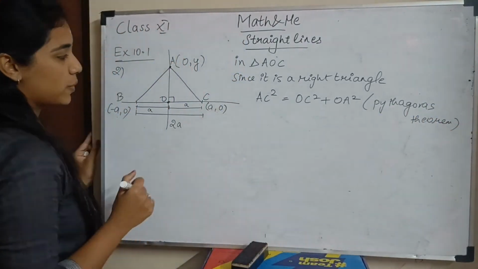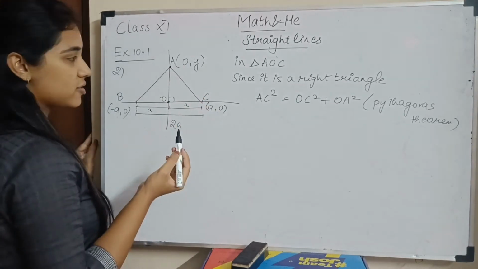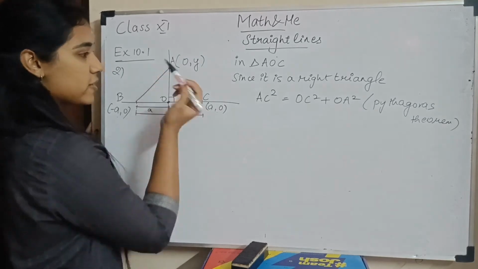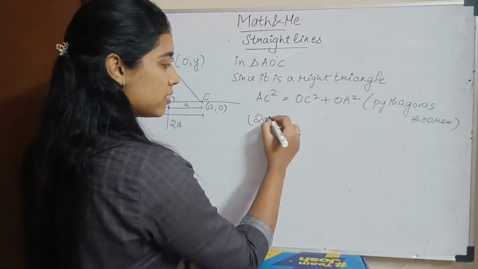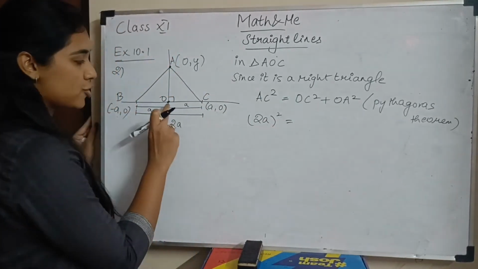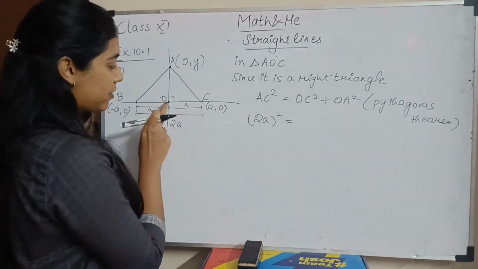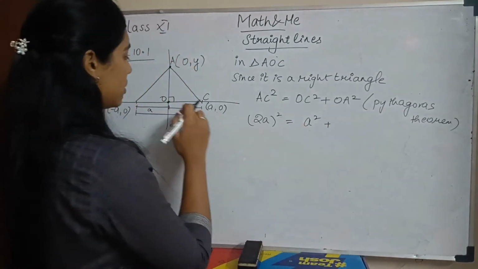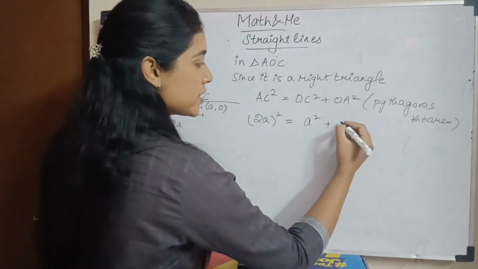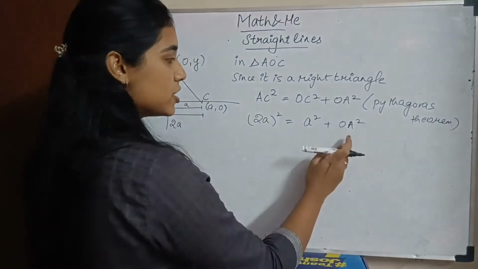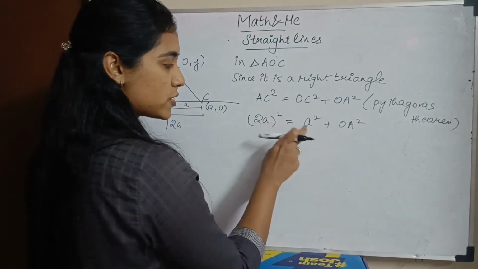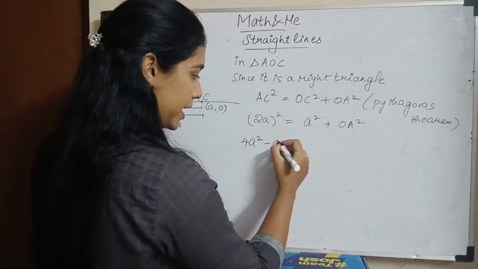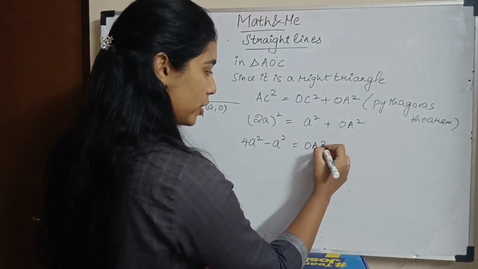So what is AC square? This is the side of an equilateral triangle. So in an equilateral triangle, all the sides are equal. So since this side is 2a, this side is also 2a. So you have 2a the whole square equals, what is your OC? It is a. They have given that O is the midpoint. So this is a. So this is a square plus what is OA square? We do not know. So let us have it as OA square. So OA square is nothing but 2a the whole square minus a square. So you have 4a square minus a square equals OA square.